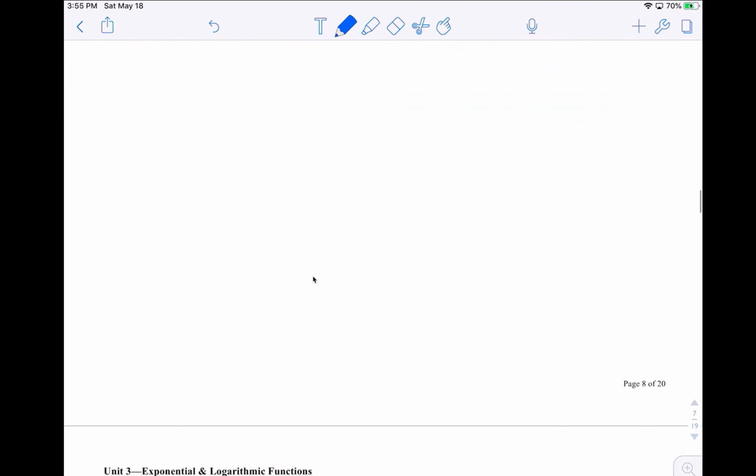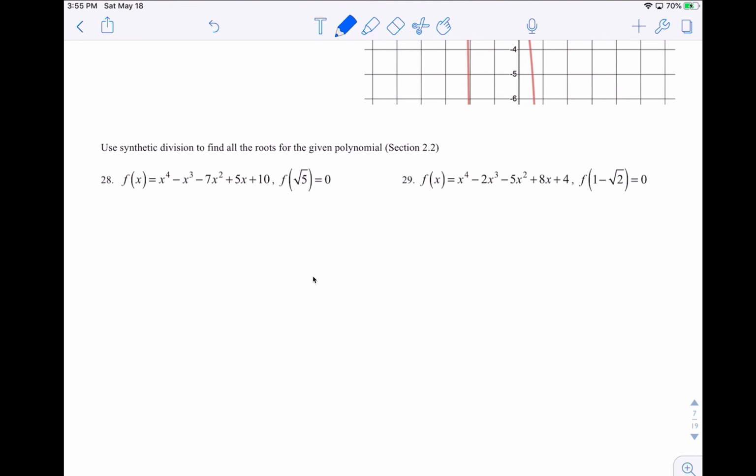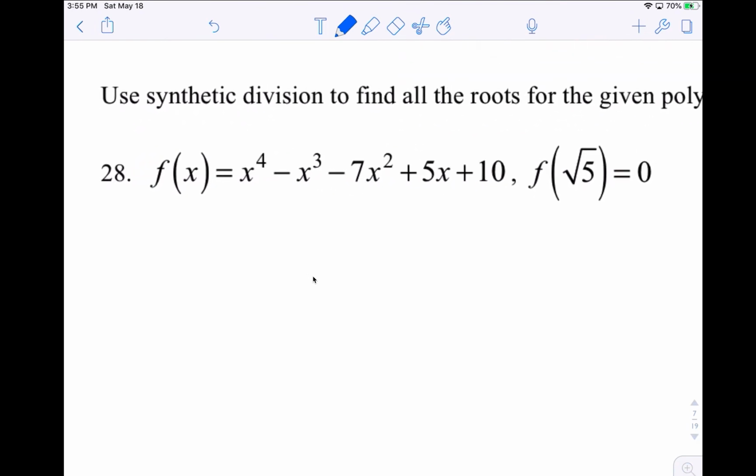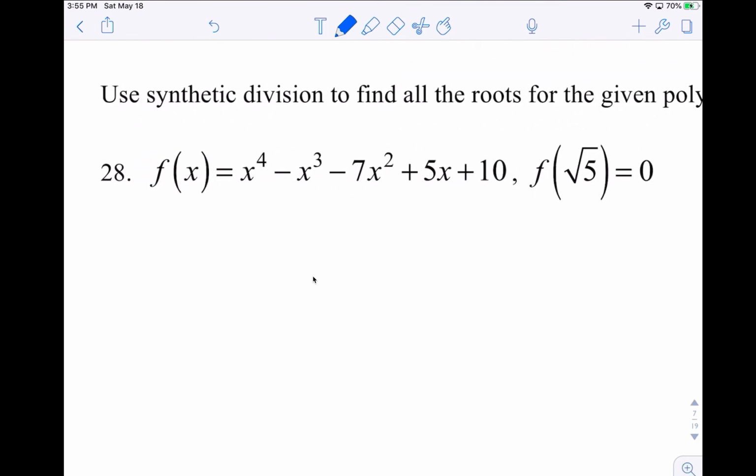Okay, last two for chapter 2. Use synthetic division to find all the roots for the given polynomial. Okay, so I'm starting with an x to the 4th, and it says f of root 5 equals 0. Now, there was a theorem that we did that if you have one radical root, then you also have another one. So the opposite of root 5 would be negative root 5. So f of negative root 5 is also 0. Okay, so right off the bat, I know I have two roots. Now I just need to figure out what the other ones are going to be.